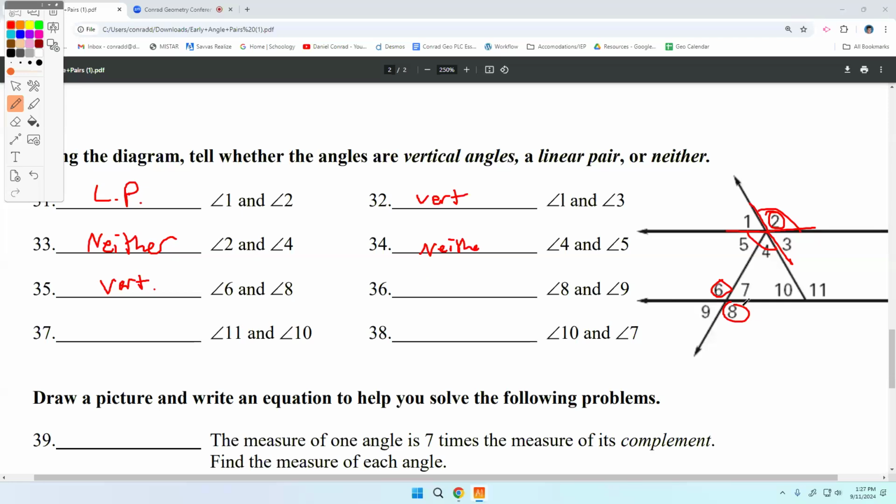8 and 9 are right next to each other. They're adjacent, and they form that straight line. So they're a linear pair. 10 and 11 are right next to each other, and they form a straight line. So they are also a linear pair. And then 10 and 7, they do not share an entire side. They share part of a side, but remember, both of these go on forever. So this one is neither as well.